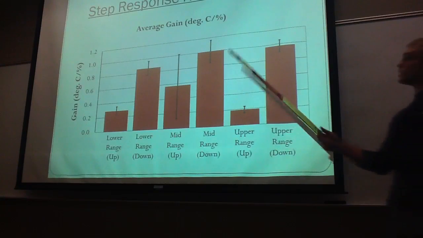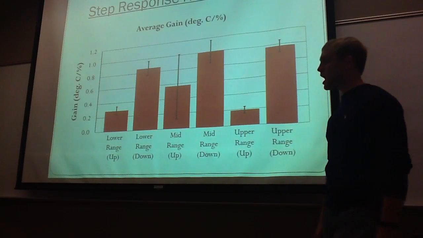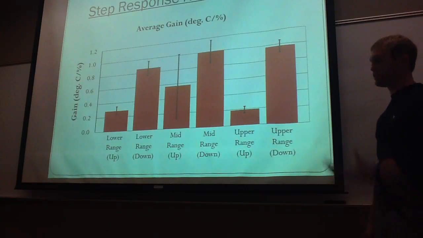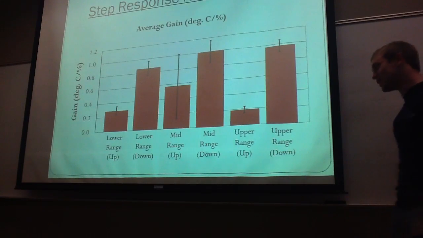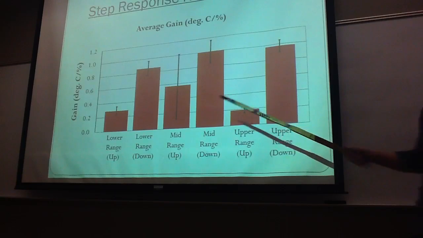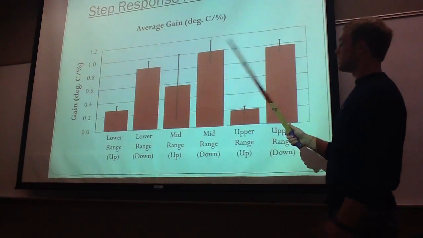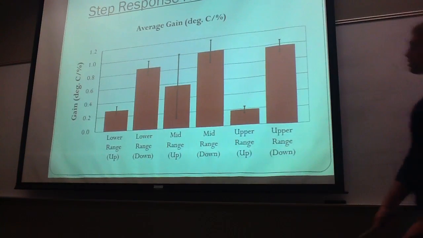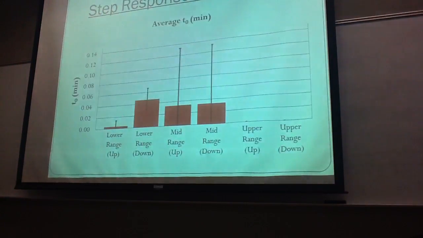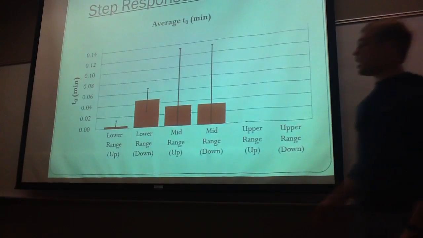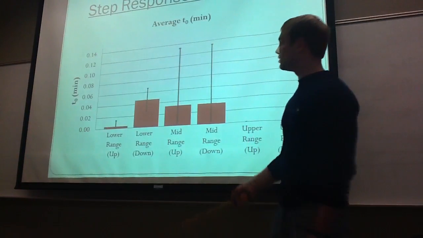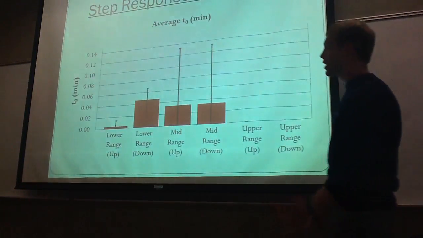And this is a graph of our averages for the entire experiment. Our results weren't as good as expected because a lot of people were trying to run stuff, so the system got backed up. As you can see, the lower range, or the step down, was a lot higher than the step up. And the dead time was basically 0. You can see the chart goes from 0 to basically 0.05 seconds.